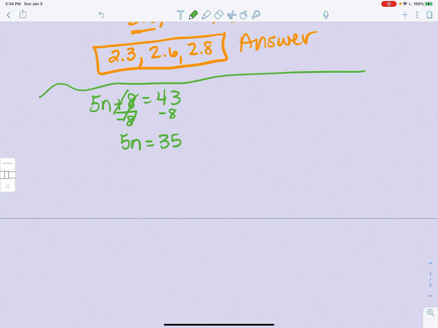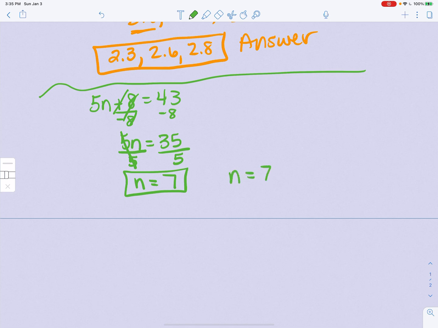The n is still not isolated, so I have to do the inverse property of multiplication, which is divide by 5 on this side, and I have to divide by 5 on this side. That turns this into a 1. I'm left with the n isolated. 35 divided by 5 is 7. You will type this answer as all of this. You have to type n equals 7. And there are the answers to your spiral review number 1.